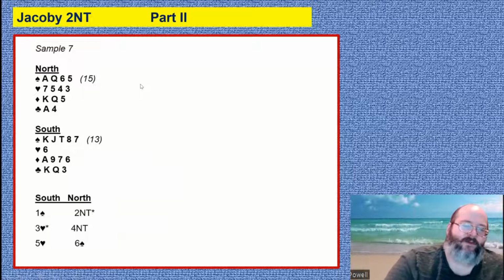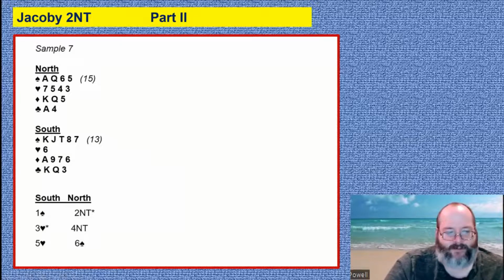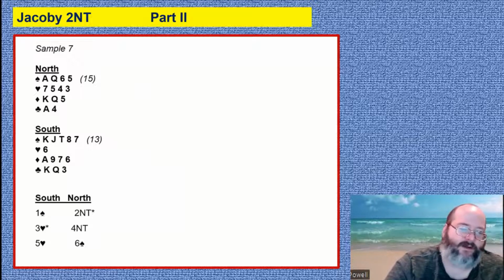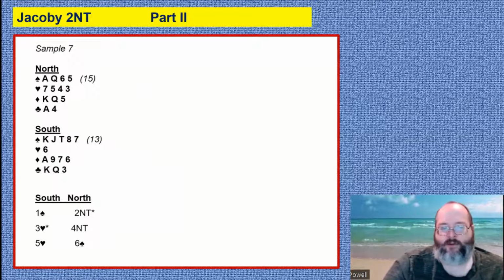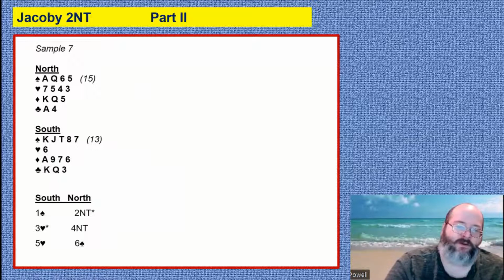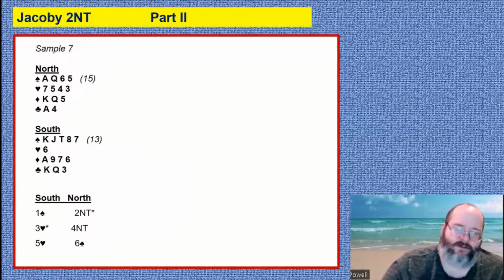Let's look at an example in practice. So here, South is your dealer, right? And with 13 points, South is going to open 1 spade, right? North, you have 15 points. You have 4 card spade support. So you immediately jump to 2-no trump, right? Shows 4 card support, 12 or more points. You got 15, 16 points, right?